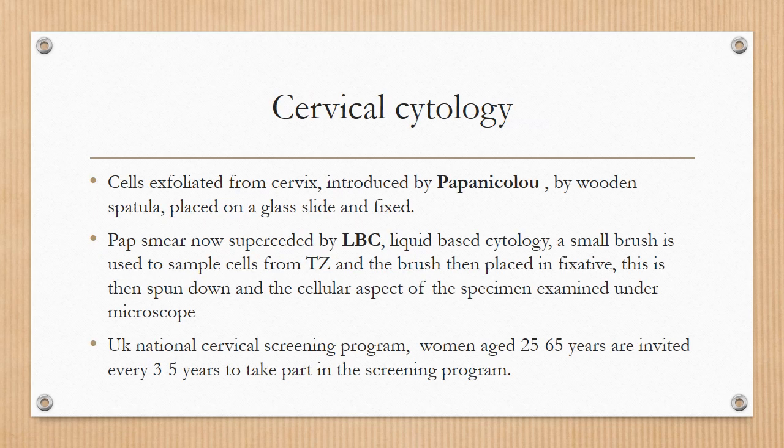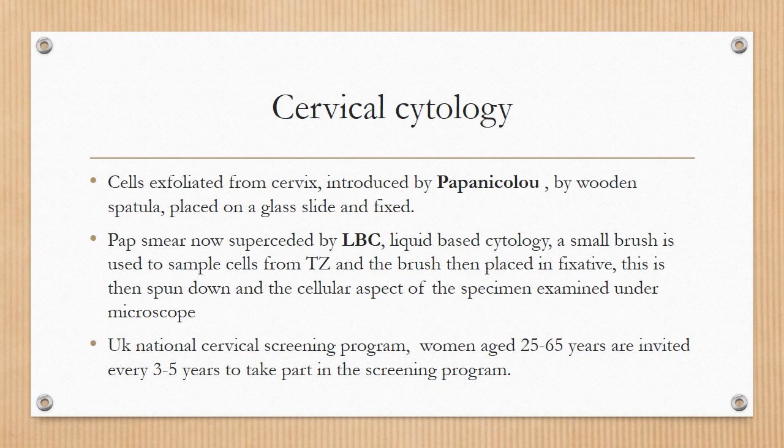Cervical cytology: cells exfoliated from the cervix can be examined under the microscope. This idea was taken up by Papanicolaou. He collected these exfoliated cells with a wooden spatula, placed them on a glass slide, and then the slide is fixed and examined under the microscope. So the dysplastic cells can be noted, and we can get the cytology report of mild, moderate or severe dyskaryosis. Pap smear is now superseded by liquid based cytology.